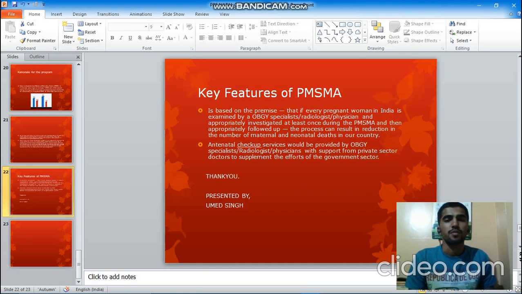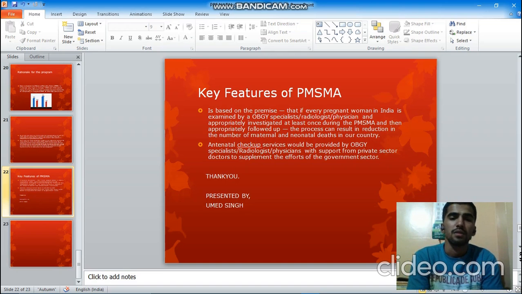So the key feature of the Pradhan Mantri Surakshit Matritva Abhiyan is based on the premise that if every pregnant woman in India is examined by an OBGY specialist, radiologist or physician and appropriately investigated at least once during the PMSMA, and then appropriately followed up, the process can result in a reduction in the number of maternal and neonatal deaths in our country. Antenatal checkups would be provided by OBGY specialists, radiologists, and physicians with support from private sector doctors to supplement the efforts of the government sector.